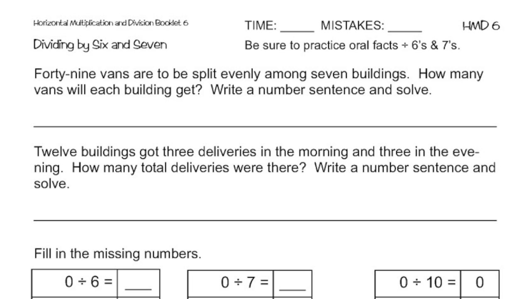Well, obviously, as the title is implying, we're dividing by 6 and 7, so this is probably going to be a division question. 49 vans are split evenly, so we're going to basically section them off into different groups, so that's definitely division. So what I'm going to set up is 49 divided by 7. So what is 49 divided by 7? Well, that equals 7 vans per building.